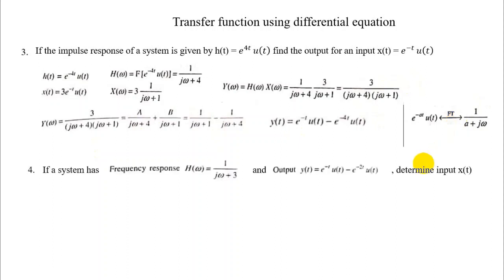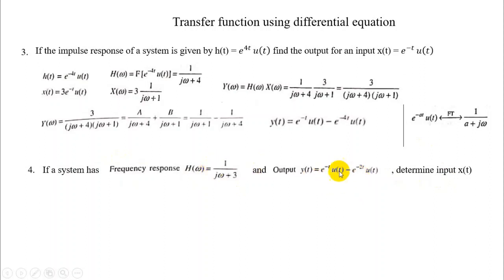Let us go through another example where we are asked to determine the input x(t), and we are given the transfer function of the system. Here we are given the transfer function and the output, but we need to determine the input. So what could we do? Basically we know that if we multiply the transfer function with the input, we will get the output, but in this case we are given the output and the transfer function.